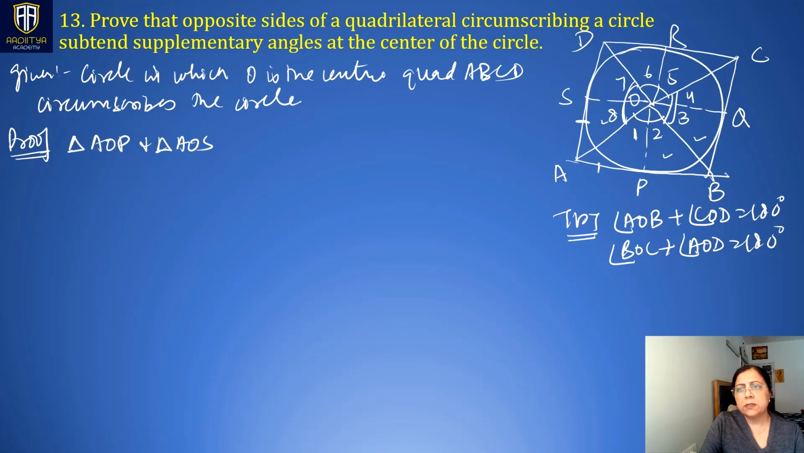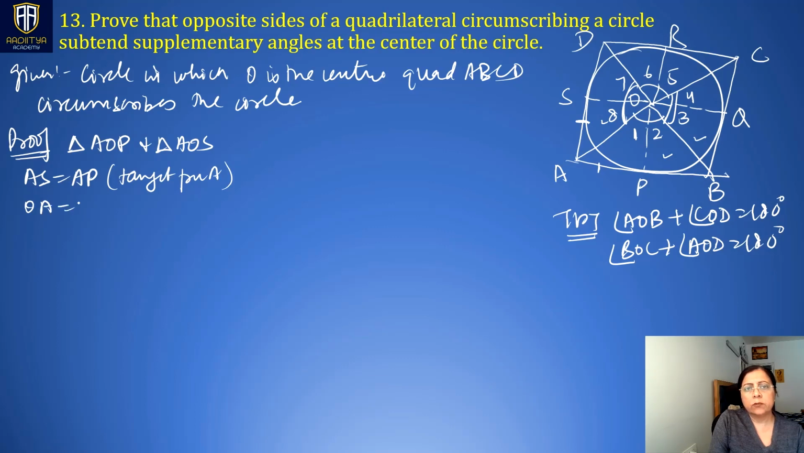First of all, AS is equal to AP, tangents from A. Tangents from the same point A are equal in length. Then we have OA is equal to OA, right? And then OS is equal to OP. They are radii, right? So these two triangles are congruent by SSS congruence.